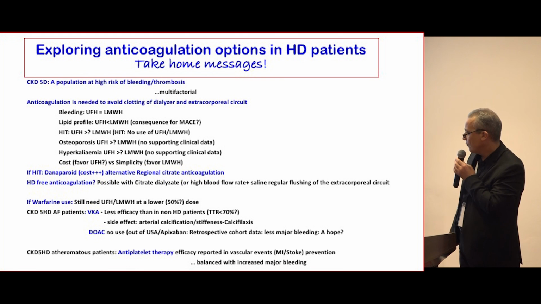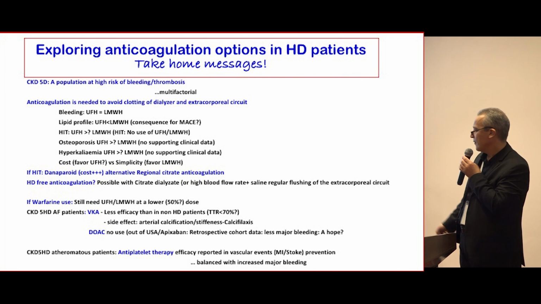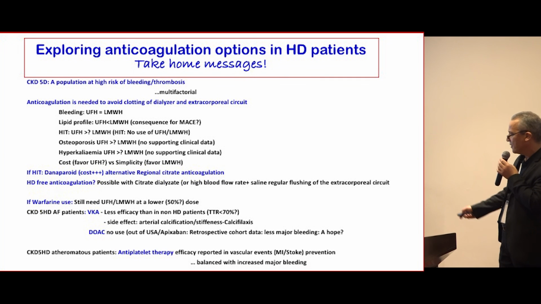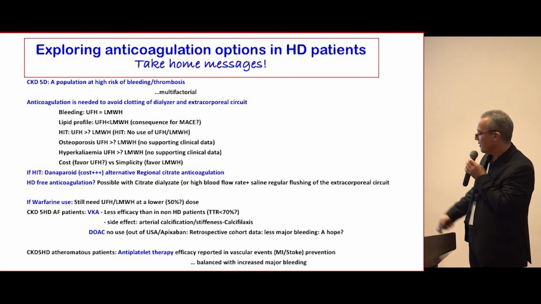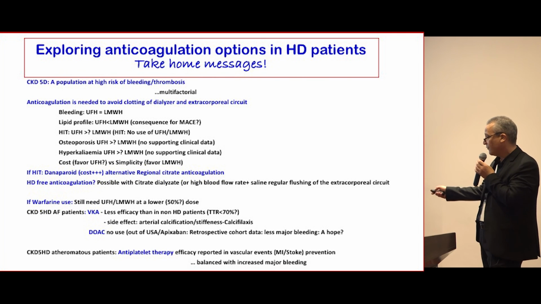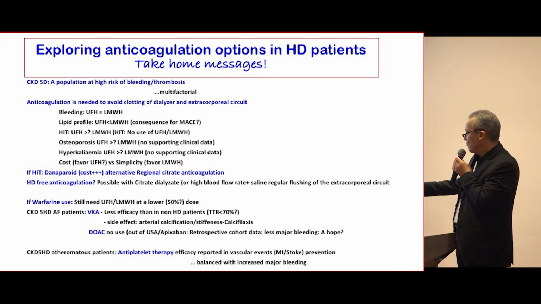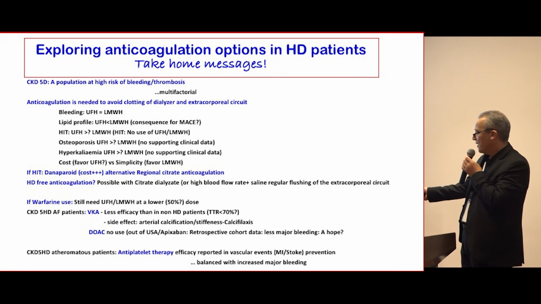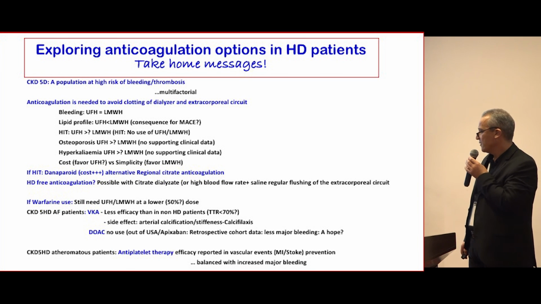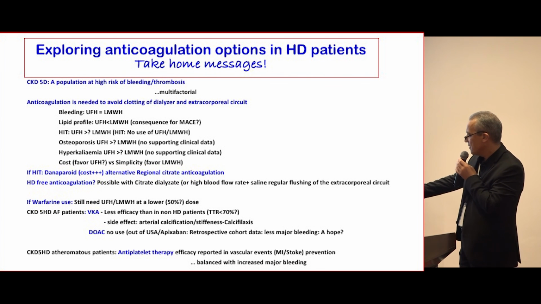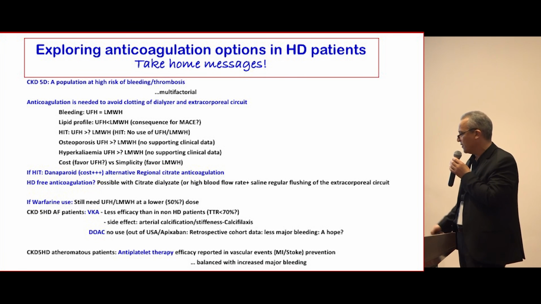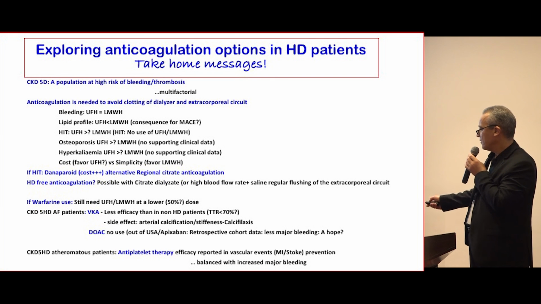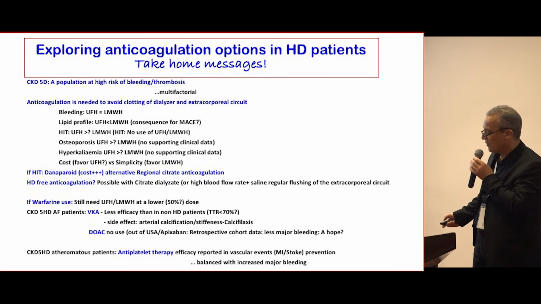If warfarin was used, it still needs heparin at a lower dose, maybe 50% of the dose. For CKD5D hemodialysis atrial fibrillation patients, anti-vitamin K is less effective than in non-hemodialysis patients. Maybe we have to look at the time in therapeutic range, which should be more than 70%. And we can also look for the side effects of these molecules: arterial calcification, stiffness, and calciphylaxis. Direct oral anticoagulants are not to be used in our patients, only in the USA where it is possible. With retrospective cohort data, there is less major bleeding, so it is a hope for our patients.